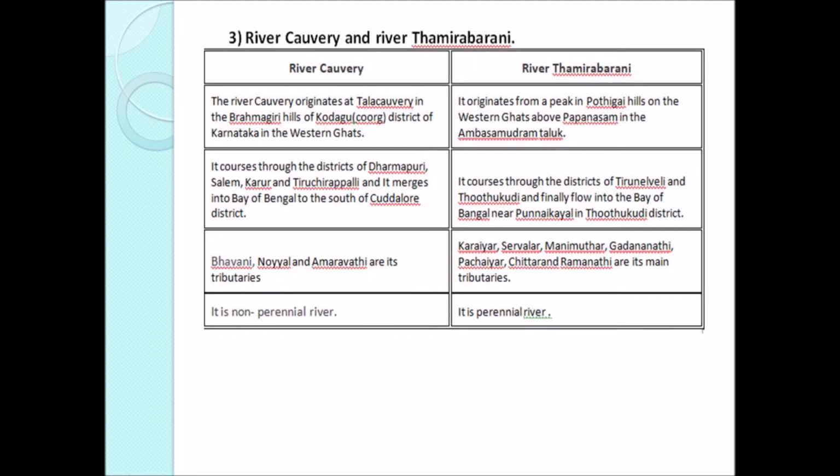The important tributaries of river Kaveri are Bhavani, Noyal and Amaravati, and the important tributaries of river Tamarabarni are Karayar, Servalar, Manimuttar, Gadananadi, Pachayar and Ramanadi. And river Kaveri is said to be a non-perennial river because it does not have water flow throughout the year, and river Tamarabarni is said to be a perennial river. So in this you can write any two valid important points. Okay.